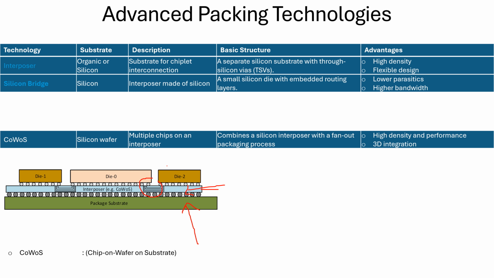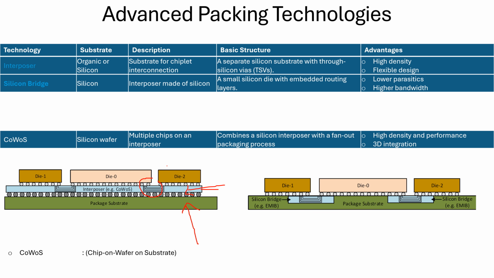Okay, let's go for the next one. We call it a silicon bridge. Again, in this case the substrate is made of silicon. This is an example here. The dies are sitting on the package substrate, very similar to the standard package, whereas the interconnection is happening through this silicon bridge.